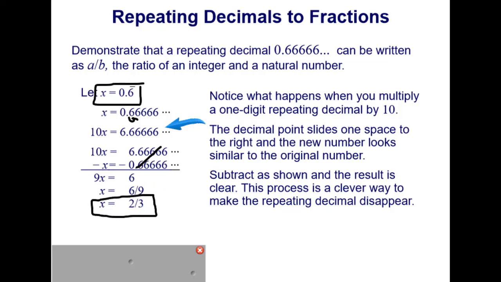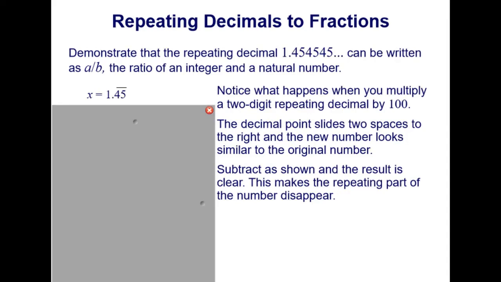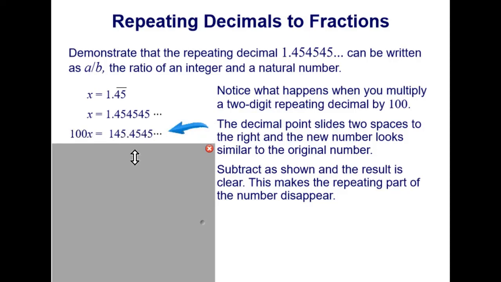Now let's see the same process with the number 1.454545. We're going to turn that repeating decimal into a ratio of an integer to a natural number. Let x equal 1.45 repeating, where 45 is the repeating part. We can expand that to be 1.454545. Now let's notice what happens when we multiply that 2-digit repeating decimal by 100. The decimal point slides 2 spaces to the right, and the new number looks very similar to the original number.